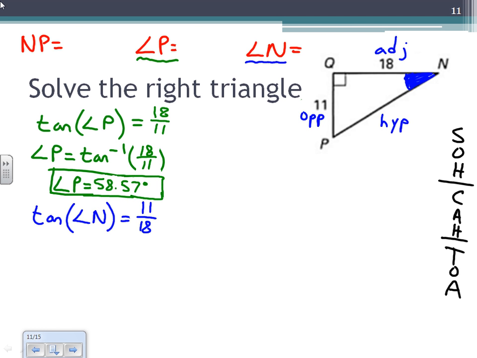Yep, this is going to be the other one. So if we find the inverse, we get angle N is equal to the inverse tangent of 11 over 18. And this is actually going to be our answer for what we got before. Angle N is equal to, what is it? 31.43.